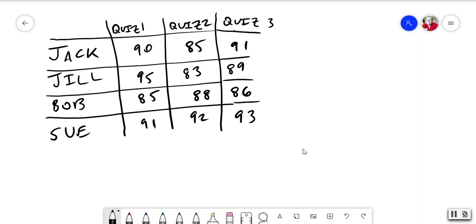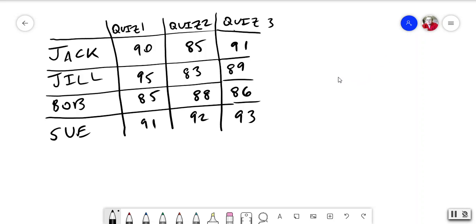We've all seen tables like this. It could be a table of grades. It could be a table of numbers, phone numbers, addresses, whatever. That's all a matrix is. A matrix is a table boiled down to its essential facts, which are the numbers.